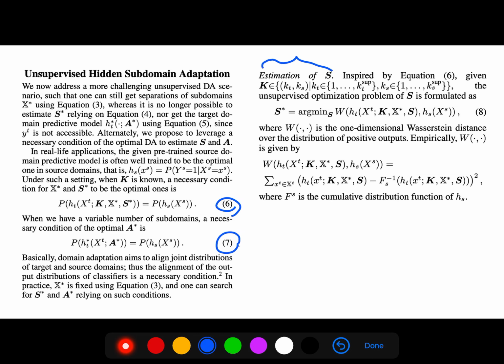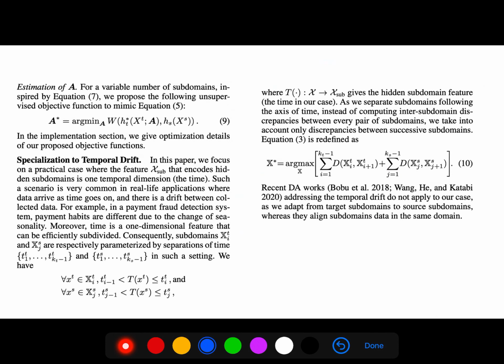So this is an estimation of S. The unsupervised optimization problem of S is this one. And again, W is just the 1D Wasserstein distance over the distribution of positive outputs. And empirically, we can write this Wasserstein distance as this summation over H sub t minus the inverse of the cumulative distribution function.